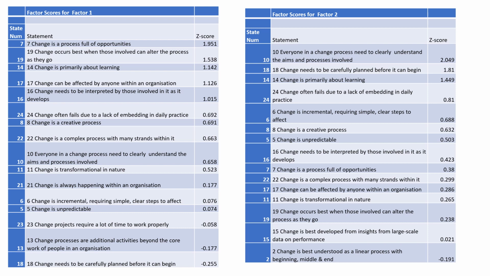Whereas if we come over to factor two, everyone in a change process needs to clearly understand the aims and processes involved. Change needs to be carefully planned before it can begin. Change is primarily about learning. So again, it's still about learning, but those other two, and this is just a very quick initial look into the data, you'd need to spend more time really seeing what the similarities and differences between the groups are. But those top two are much more about this needs to be planned. We need to know what we're doing. We need to know exactly where we are to start this process off. So there is a difference between these two groups in that sense.